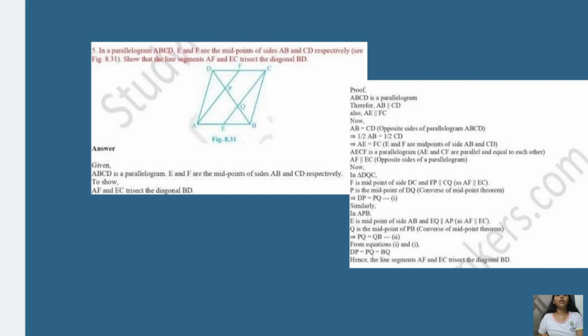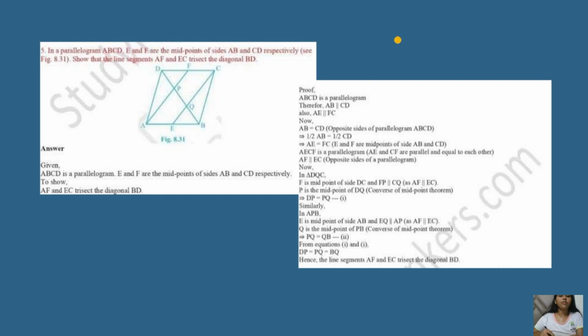Okay, let's move ahead with our next question, that is question number 5. In a parallelogram ABCD, E and F are the two points which are the midpoints of sides AB and CD respectively. Show that line segments AF and EC trisect the diagonal BD. So we have to prove that DP is equal to PQ is equal to QB. This is what we have to prove, because trisect means dividing into 3 equal parts.